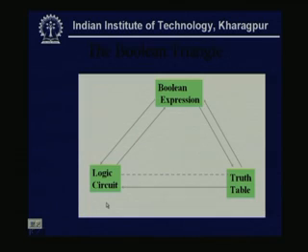Now, one by one we will see first how, if the logic circuit is given, we can write the Boolean expression and the truth table. Then we will see that if the expression is given, how we can draw the logic circuit and the truth table. If the truth table is given, how the Boolean expression can be written and how the logic circuit can be drawn.